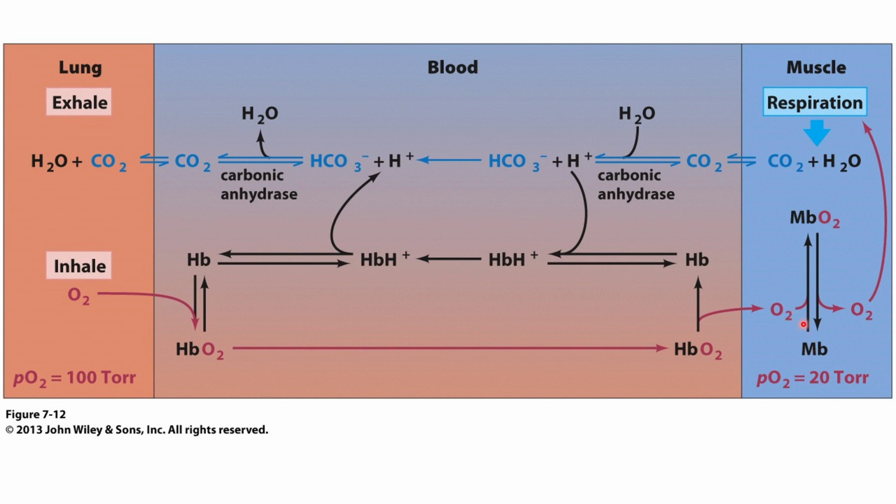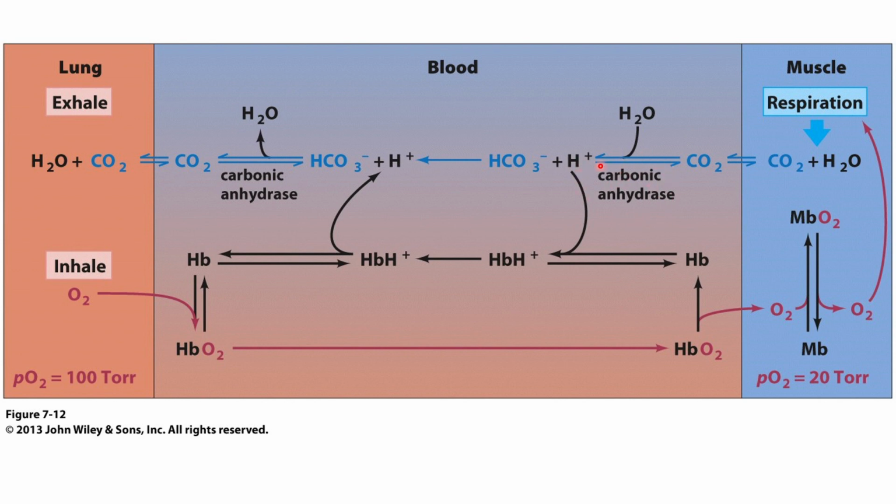Once it gets released in the muscle, that oxygen is going to bind to myoglobin. And then eventually that myoglobin can be used by the tissue for cellular respiration to create energy where it's needed, to keep your muscles going, right? And one of the byproducts of respiration is carbon dioxide and water. And so now that carbon dioxide is going to re-enter the bloodstream, and by itself, it can convert to carbonic acid, but that's a very slow reaction naturally.